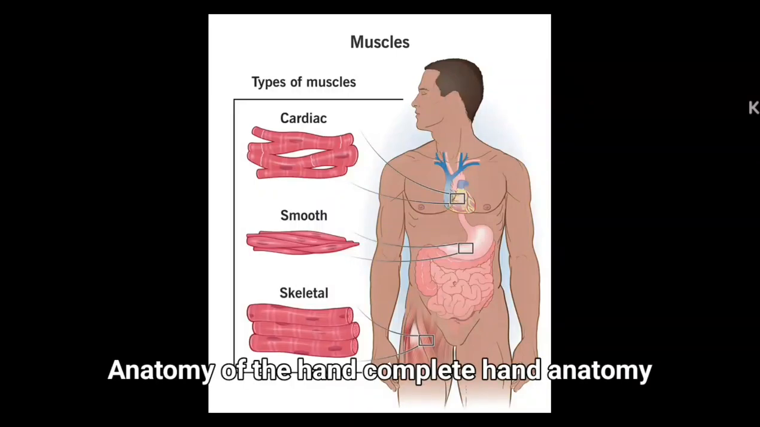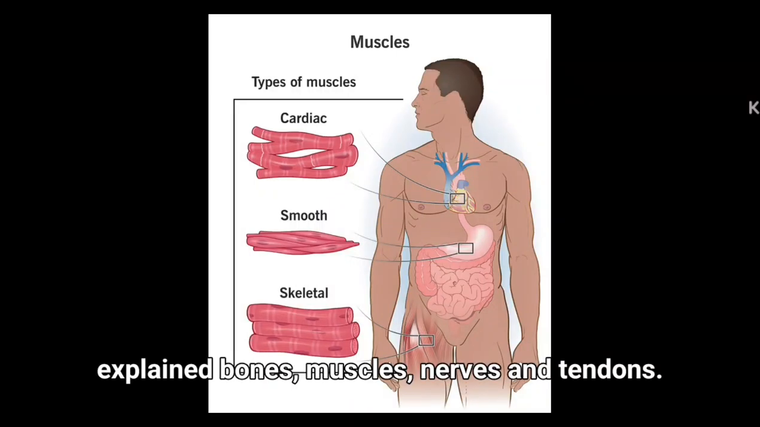Anatomy of the hand. Complete hand anatomy explained. Bones, muscles, nerves and tendons.